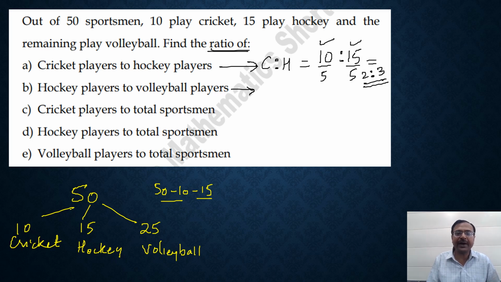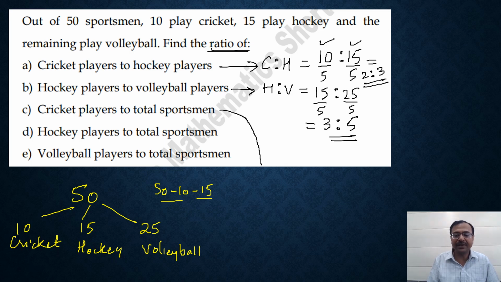Likewise, if you have to find hockey players to volleyball players, then you can see the categorization which I have done there. Hockey is 15 and volleyball is 25. So again, divide them by 5 because 5 is the greatest common factor. You will get the answer 15 by 5 is 3 and 25 by 5 is 5. So 3 ratio 5 becomes the answer of the second part. Now let's see the third part.